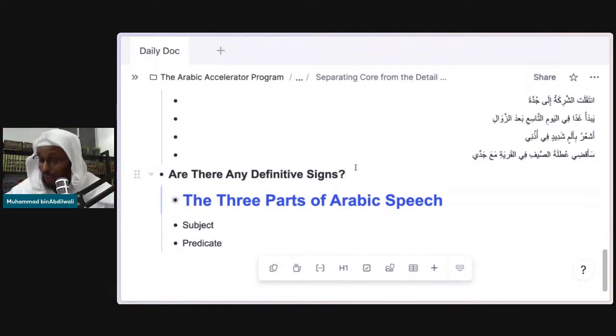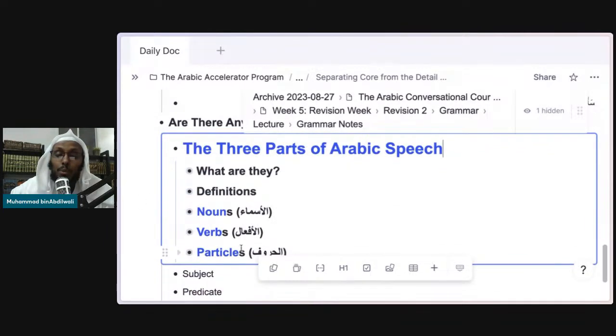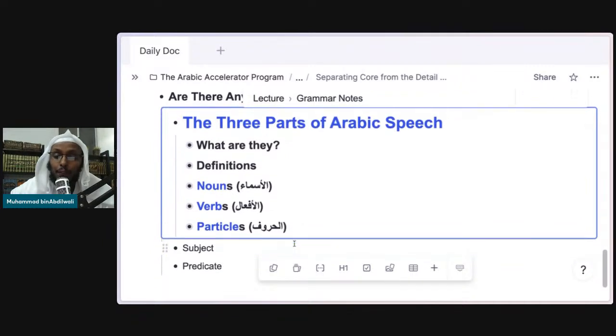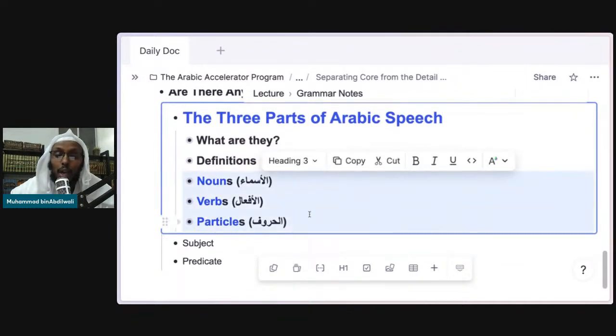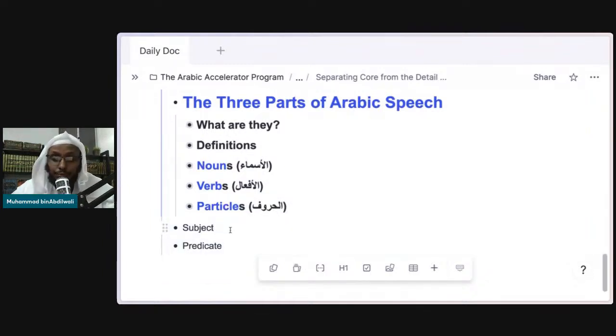The condition being that you know the difference between nouns and verbs. That's the biggest condition. You have to know the 3 parts of Arabic speech, because everything follows on from these 3 parts, which are nouns, verbs, and particles: asma, fa'al, and huruf. You have to know the difference between these things. Why? Number one, because a verb can't be a subject of a sentence. The subject can only be a noun.